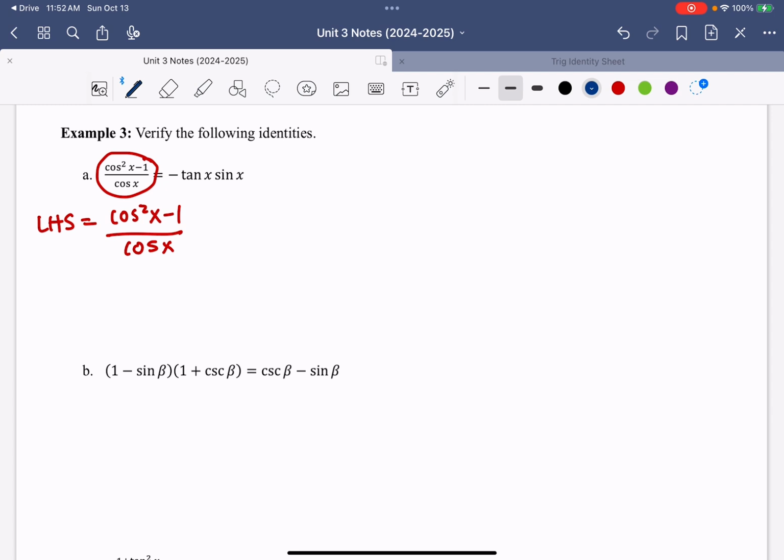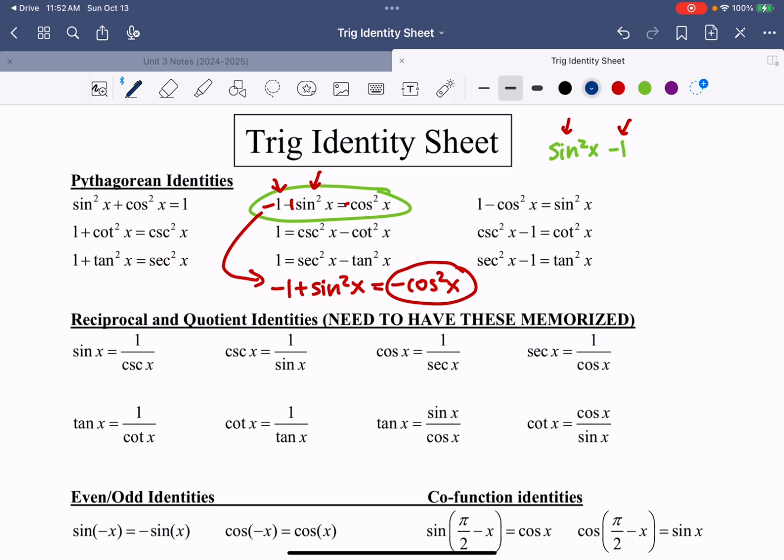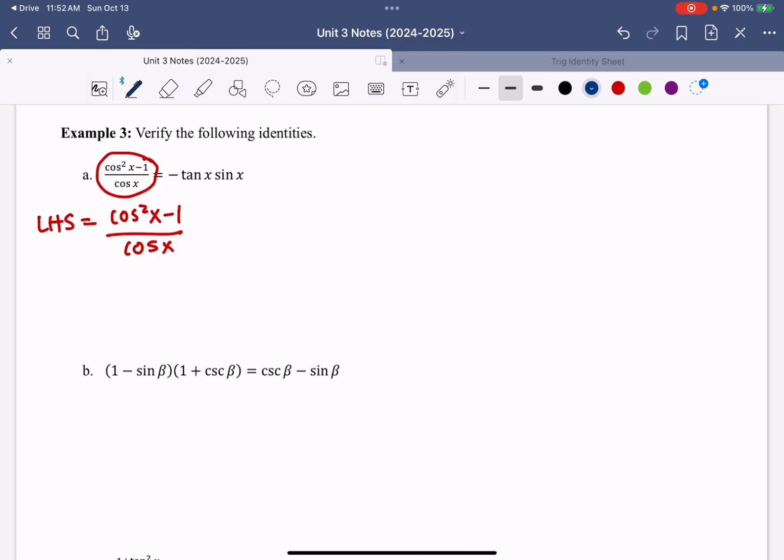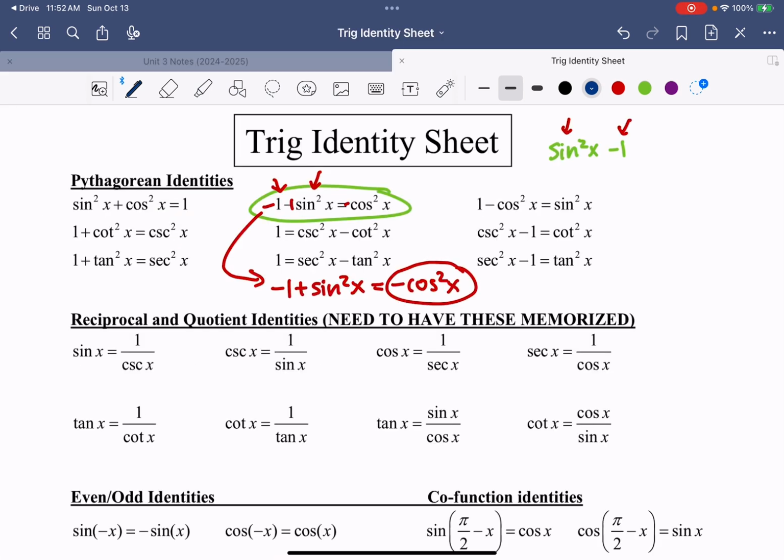Okay, so in my numerator, I see that I have a cosine squared x minus 1. That looks a lot like a Pythagorean identity, but it's kind of the same thing that we had from that last example. It looks like my signs are off by 1. The closest thing that I have is this. But if I multiply through by a negative, that will give me the signs that I need to make that substitution. So cosine squared x minus 1 is going to be equal to negative sine squared x.